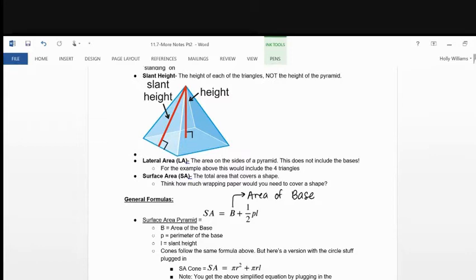It says 1/2 PL. That's what we called our lateral area last time, so the area on the side. Think of a base and then the 4 triangles on the side. That's the lateral area.